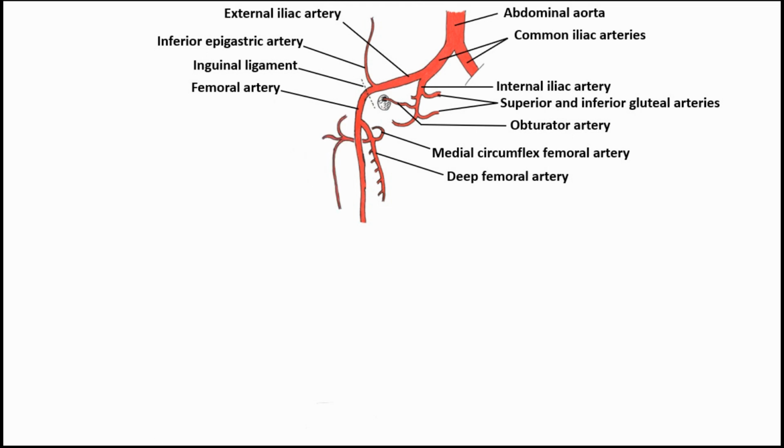There's also a lateral circumflex femoral artery, and it has three branches. So we're going to have an ascending branch, a transverse branch, and a descending branch. These are also supplying blood to muscles of the anterior compartment, as well as some of the gluteal area.